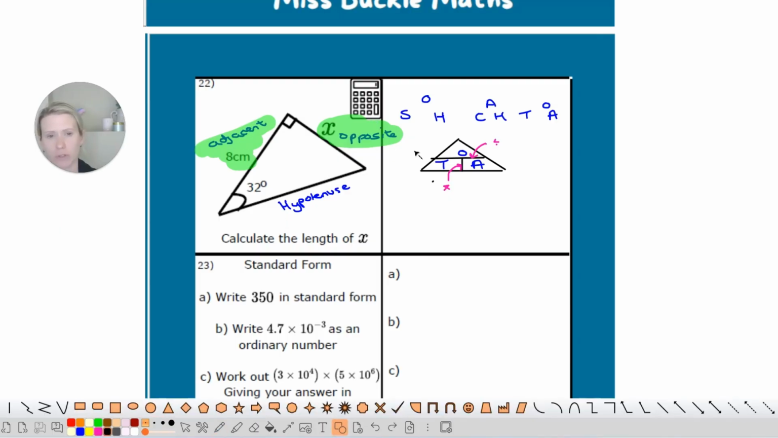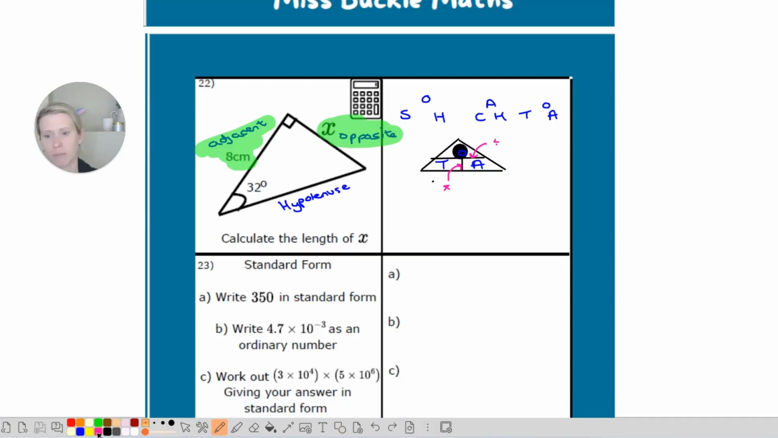Okay, cover over what you're trying to find. We're trying to find the opposite. I would usually use my finger. Just place your finger over the opposite, and it tells you what you have to do when they're next to each other. So to work out my opposite, I have to do the tan of the angle, tan of 32, and I'm multiplying it by the adjacent. The adjacent is 8.